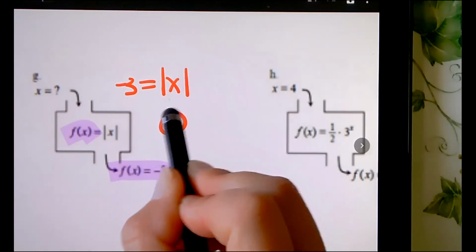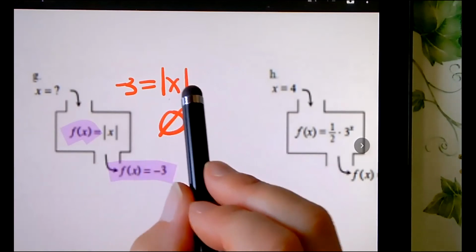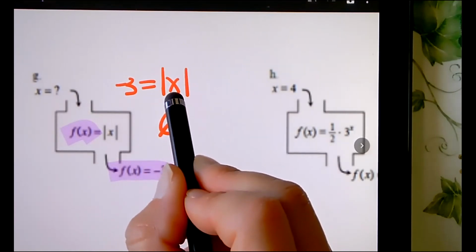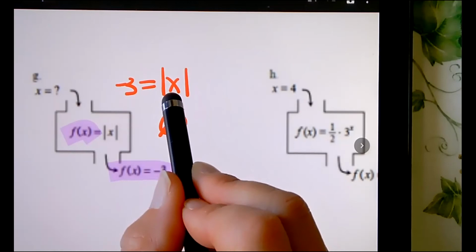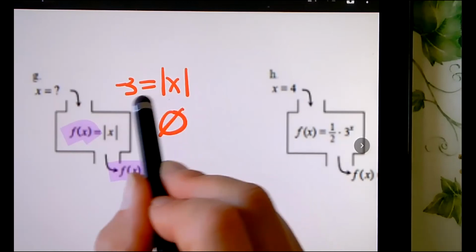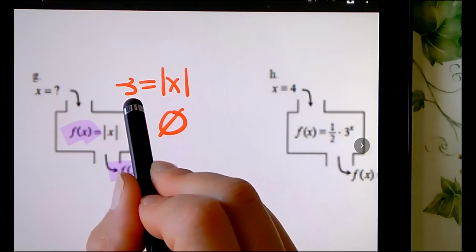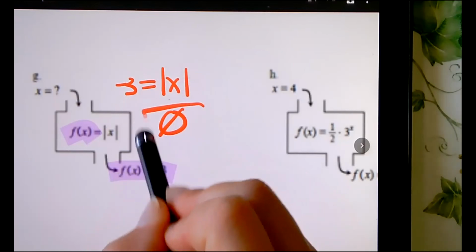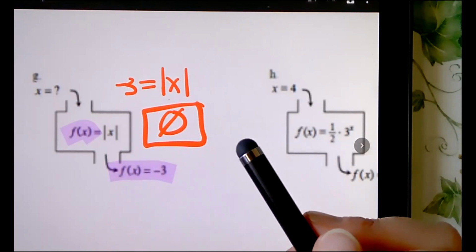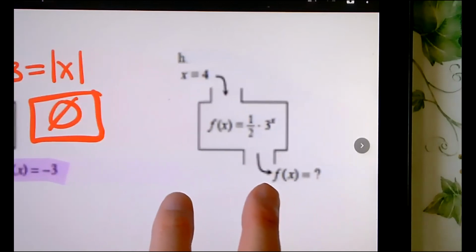So this is actually going to be no solution, because if this had been a 3, the absolute value of 3 is 3. The absolute value of negative 3 is also 3. There's no way to get a negative back. So this one has no solution. Again, another one that's missed a lot.